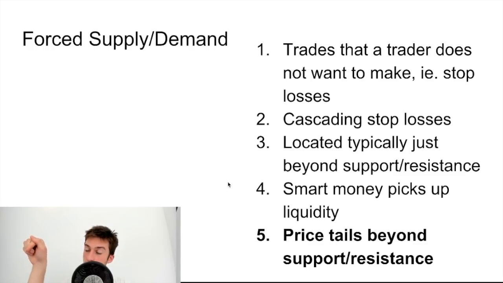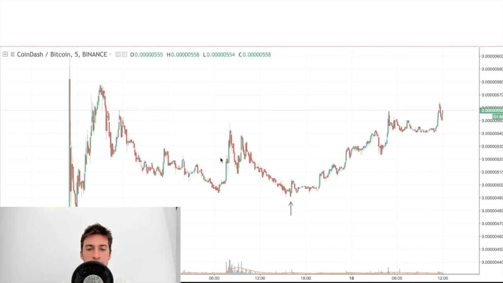And if price doesn't go back down to that price tail, that would be evident of high demand and forced supply. So like I had said, these are located typically just beyond support resistance and allow smart money to pick up their liquidity. So let's take a look at some examples of that. Here we see a low here and some lows here, and maybe some lows we can factor in around here. And then we see price go slightly below this low here before moving much, much higher.